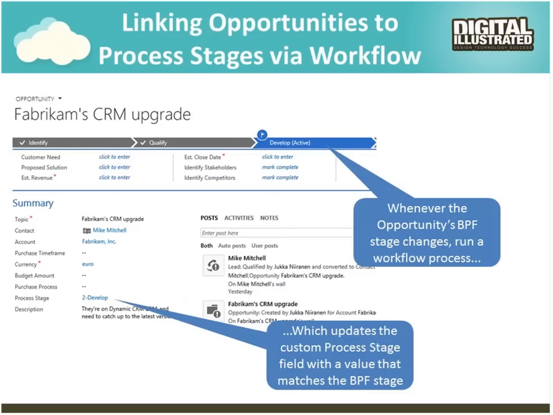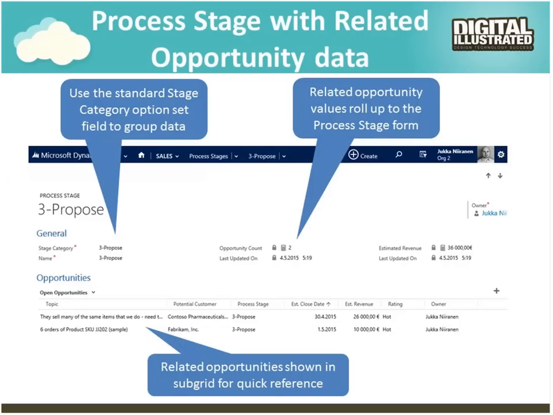And I've also added a workflow that will run whenever the BPF process stage changes. That will update the custom field that I have there on the form on the left side. Again, that's just a small workflow that I can do to make sure that users don't have to manually update the process stage lookup field values. The system can do it for them. But this is then the actual process stage data.